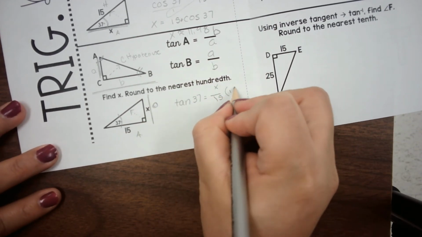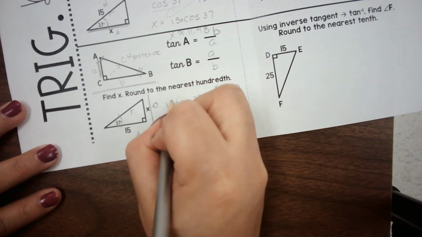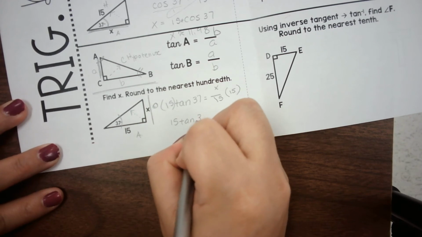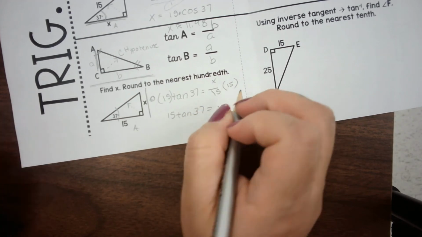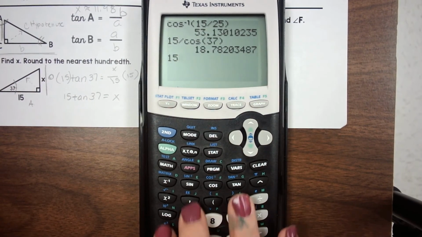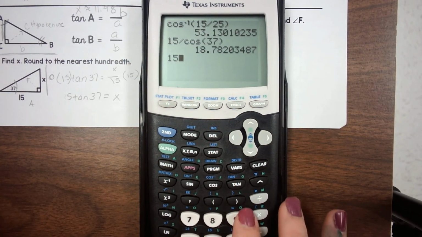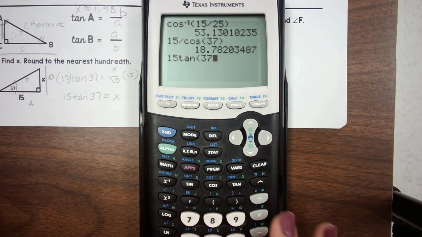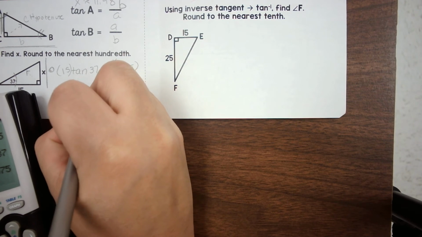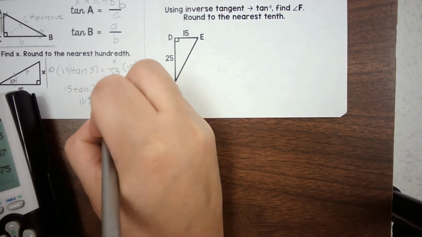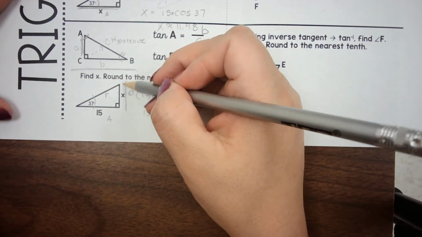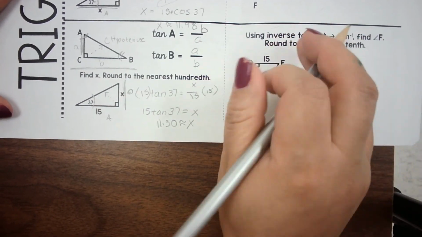Okay, we can multiply by 15 to both sides. 15 tangent of 37 is the value of x, and when you put it in your calculator, 15 tangent of 37 is 11.30, the approximate value of x. So that means that this length is about 11.3.